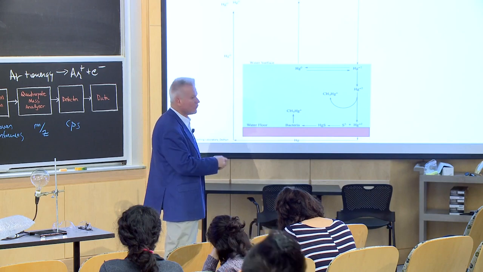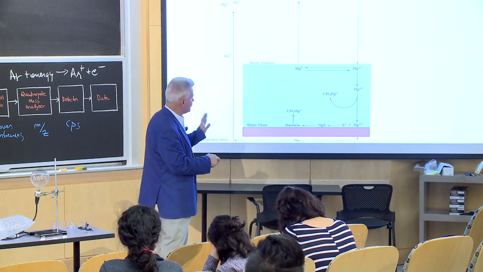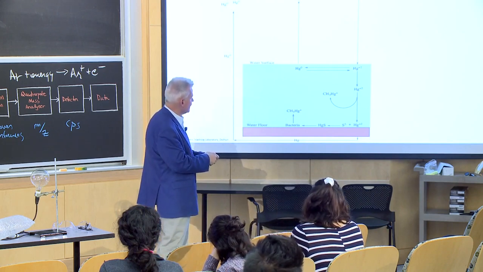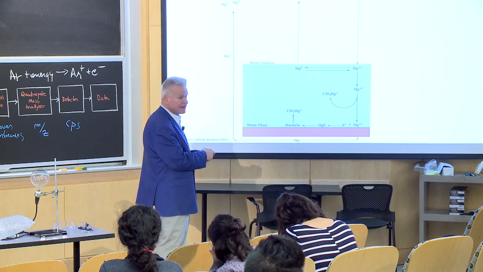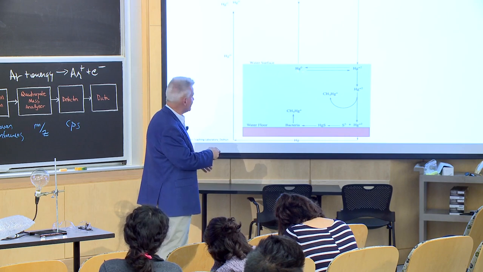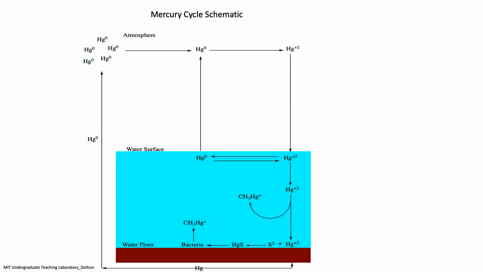And once it gets in the water, there are a couple things that can happen. It can be photo-reduced here, and you can form the elemental mercury back, and some of that can vaporize back up into the atmosphere. Or the mercury 2 can get down here into the depths of the water. And this is where the bad things happen. This is where the nasty methyl mercury is formed.